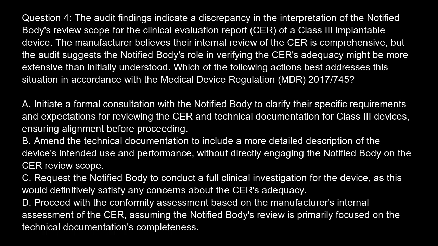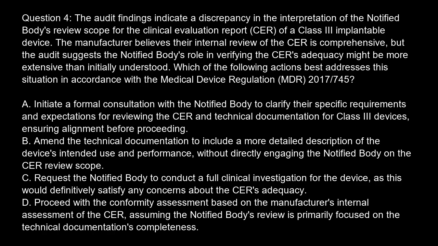Option B. Amend the technical documentation to include a more detailed description of the device's intended use and performance, without directly engaging the notified body on the CER review scope. Option C. Request the notified body to conduct a full clinical investigation for the device, as this would definitively satisfy any concerns about the CER's adequacy.